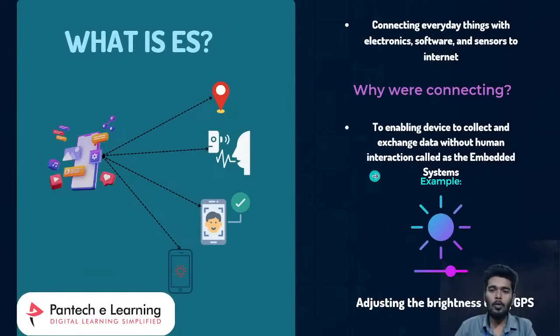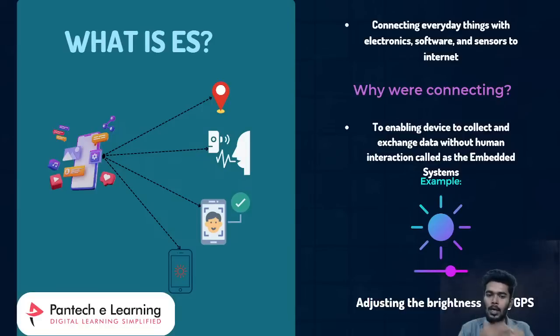So now before we enter into a microcontroller, first we should know what is an embedded system. So what is an embedded system? Connecting everyday things with electronic software and sensors to the internet, or it can be with internet or without internet. With internet means it is called an IoT. Without internet means it is an embedded system. Everything will come under embedded systems only. The embedded system is to do some specific operation or multiple tasks, without the help of human interaction. That is what an embedded system is.